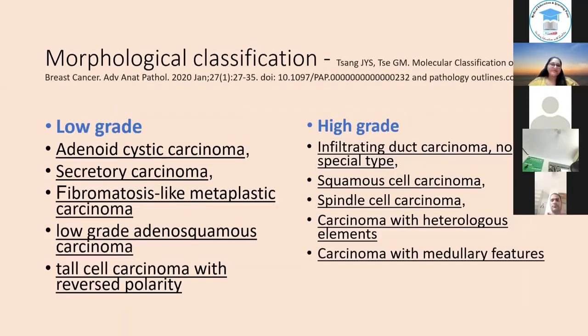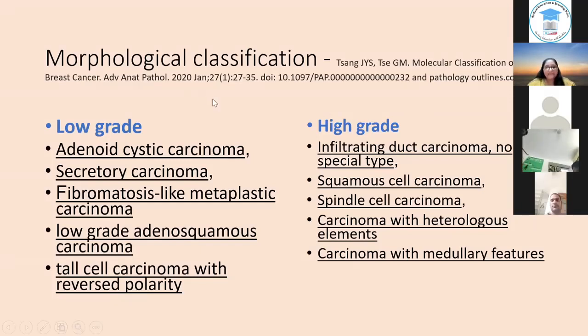And now we're coming up to the morphological classification. So as I told you, in my research some of the various morphological classifications were missing, and now you can know which are the missing. They say that we can divide into low grade and high grade. In high grade come the IDC type, squamous cell carcinoma or metaplastic carcinoma, spindle cell carcinomas, carcinoma with medullary features, and the low grade are adenoid cystic, secretory carcinoma, fibromatosis-like metaplastic carcinoma, low grade adenosquamous, and tall cell carcinoma with reverse polarity.